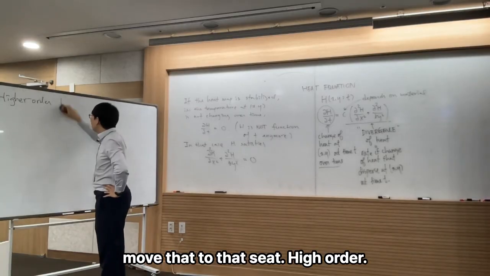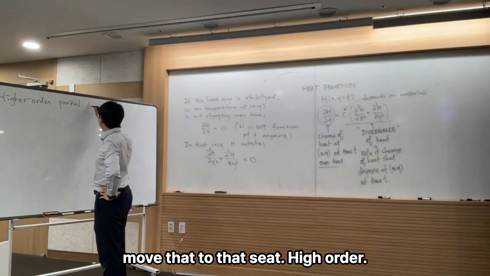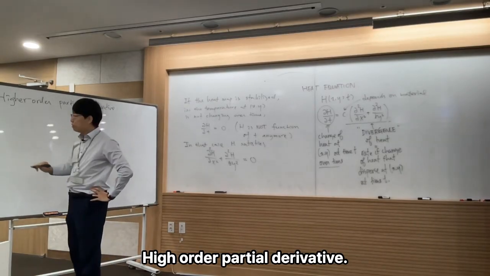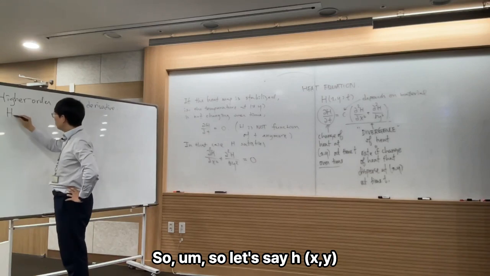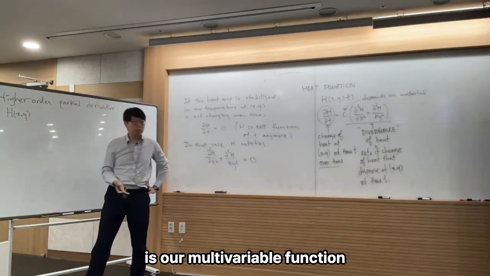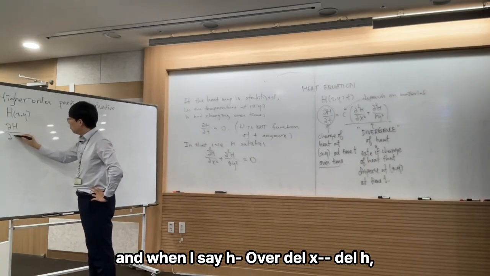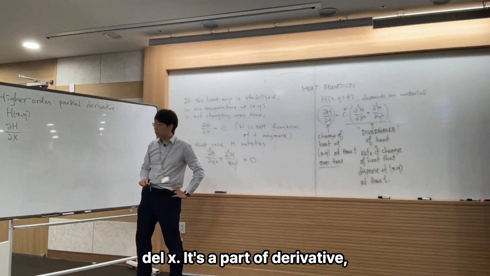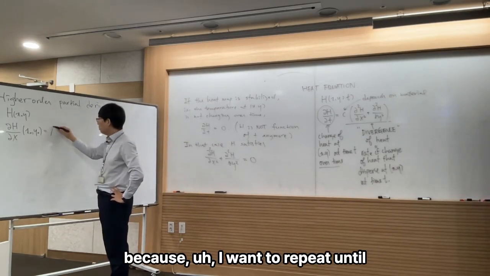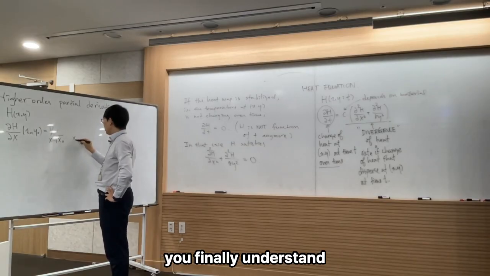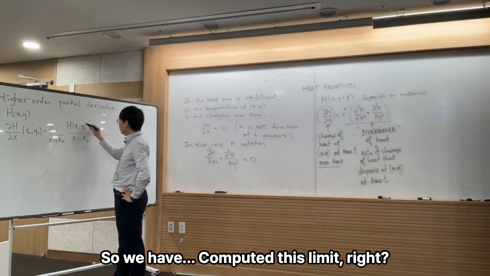Higher order partial derivatives. So let's say h(x, y) is our multivariable function, and which is a real valued function. And when I say del h over del x, it's a partial derivative, of course. Again, I'm just reviewing because I want to repeat until you finally understand and remember what it says. The best way to remember is repetition.